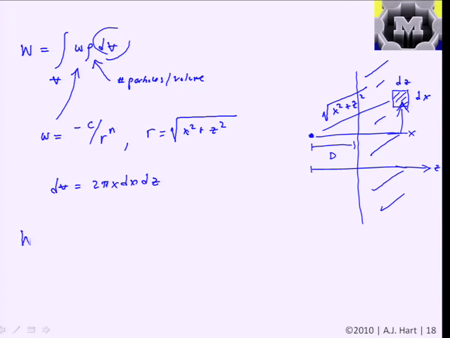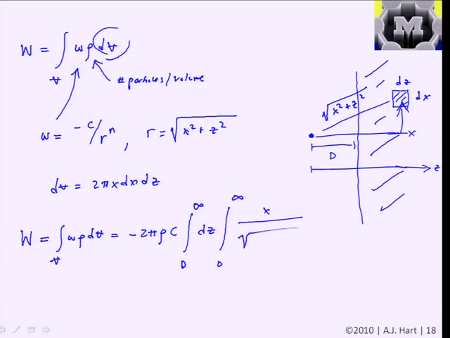So now we can start filling out this integral as w being the integral over volume of w rho dV, as minus 2 pi rho c, we can bring all the constants out front, times the integral over the body of going from d to infinity in the z direction times dz, and from 0 to infinity in the x direction times x divided by the square root of x squared plus z squared dx. And so now let's take a step back and see where this came from.